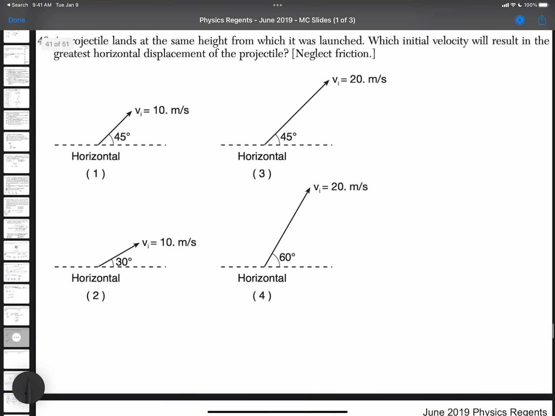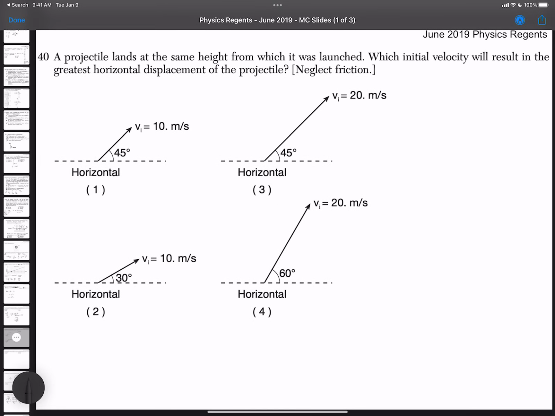All right, question 40. A projectile lands at the same height from which it was launched. Which initial velocity will result in the greatest horizontal displacement of the projectile? So we're going for horizontal displacement. Now, this was not a topic that we spent a lot of time in class on, although you did see it on some of the check for your understandings.